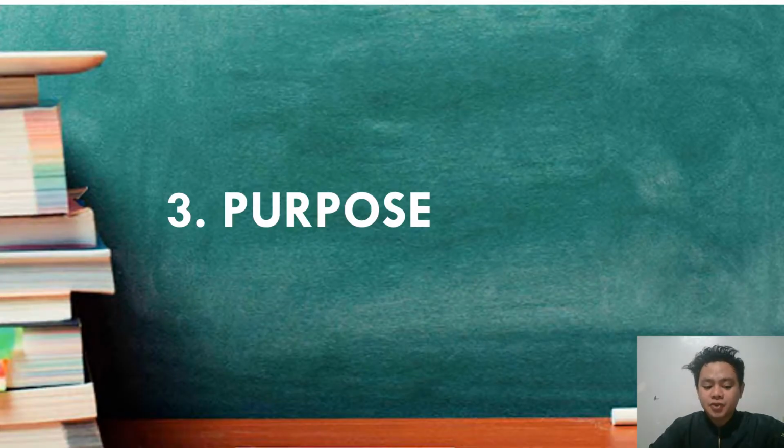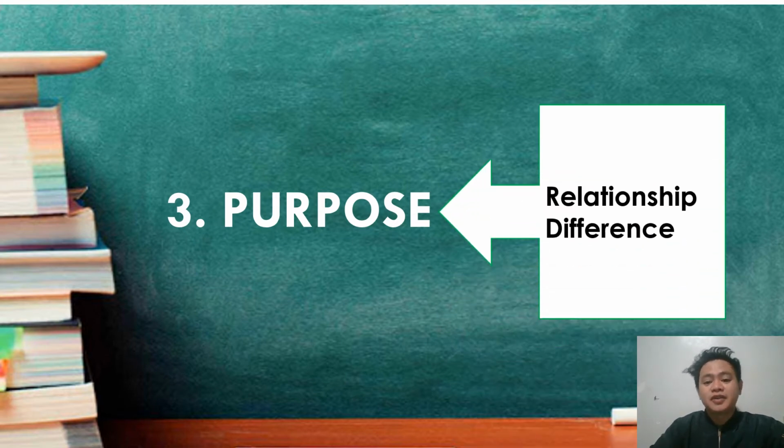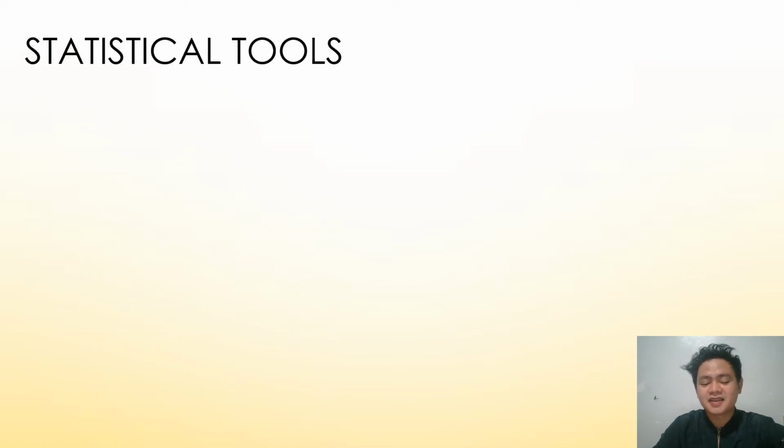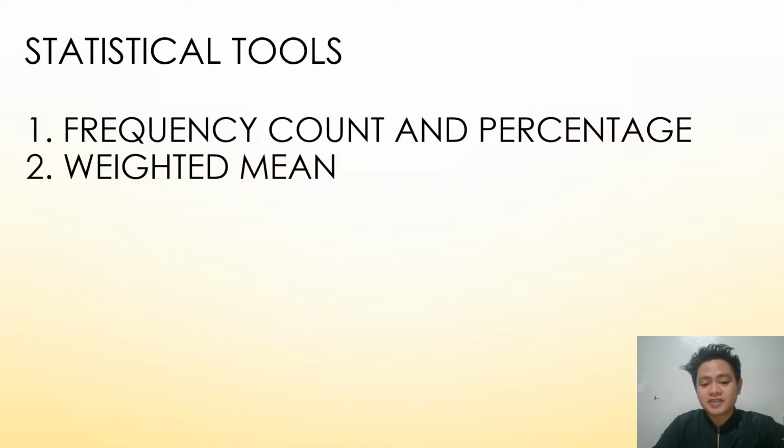Now, of course, your purpose. What is the purpose of your analysis? Are you looking for the relationship or are you looking for the differences? Alright, so let's start with the statistical tools. Right, number one is frequency count and percentage, and number two is weighted mean.